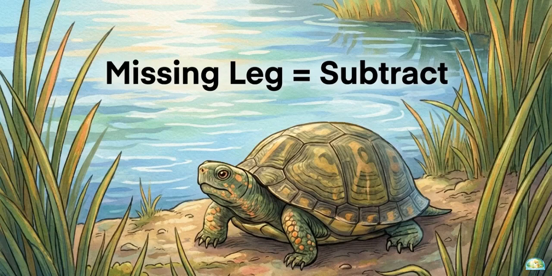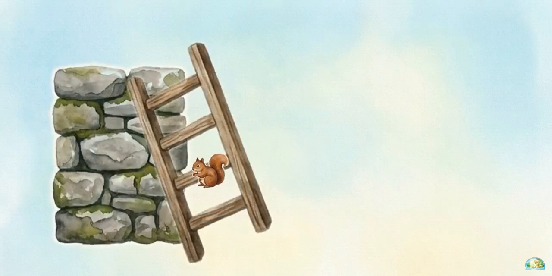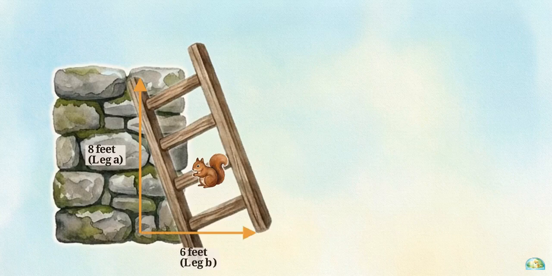When a shorter leg is missing, the hypotenuse square acts as the total being split between two legs, which is why we subtract. Look at this ladder resting against a garden wall. It reaches 8 feet up the wall, and its base sits 6 feet away from the stones. We can find the length of the ladder by identifying the right triangle in this scene.